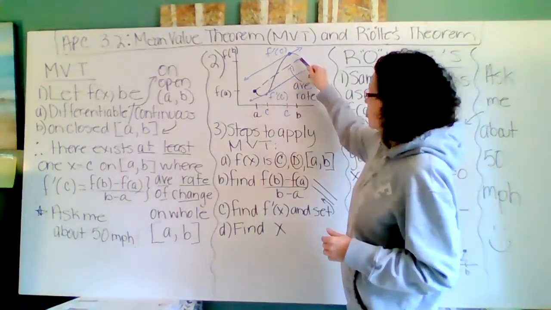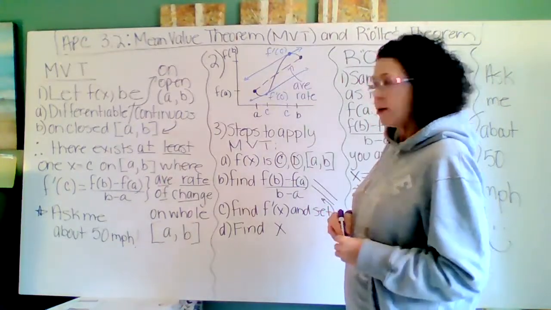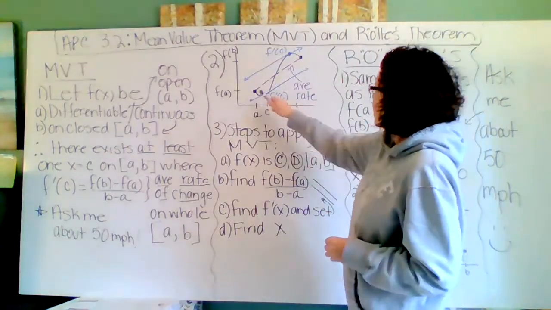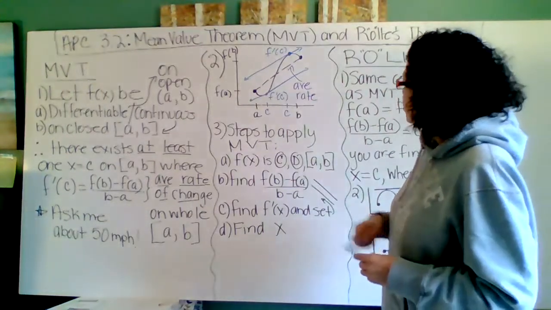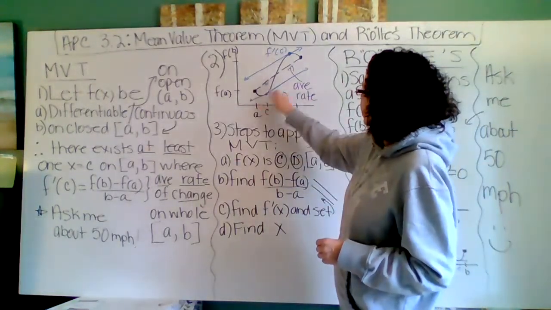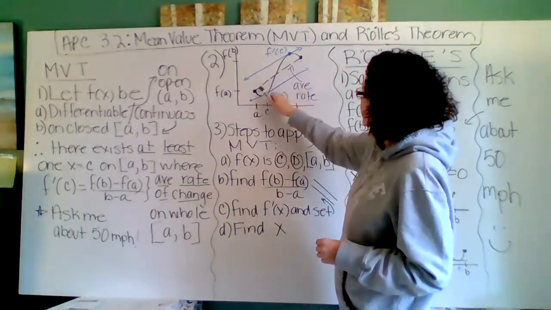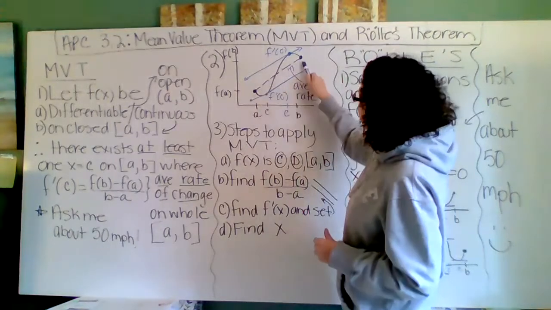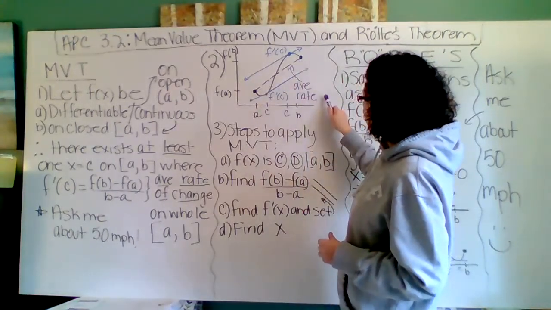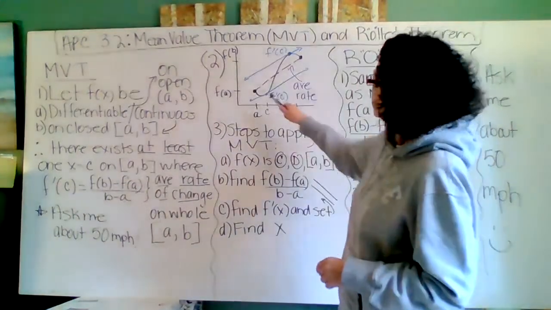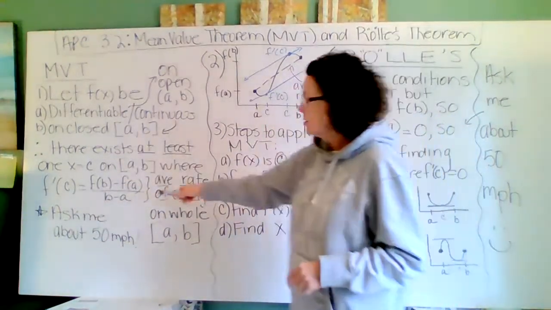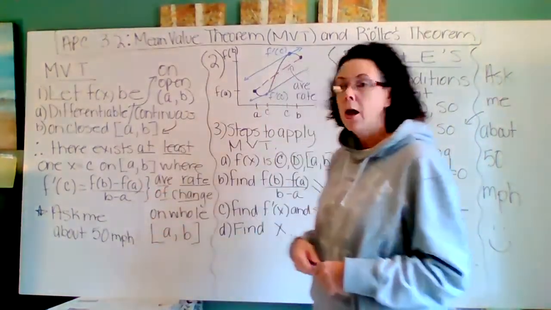Notice I made a function in black that is differentiable and continuous on this closed interval A to B. Okay. Notice what I did is I connected f of A to f of B, these two points, and drew a line. And if I asked you to find the slope of that line, that would be the average rate of change, and you would use this formula, right? So the slope of this line is the slope here, okay?